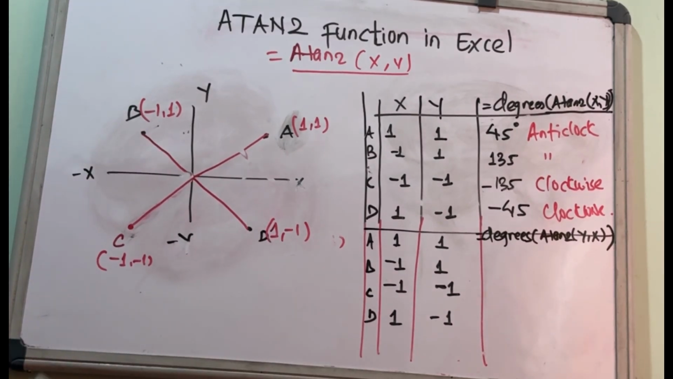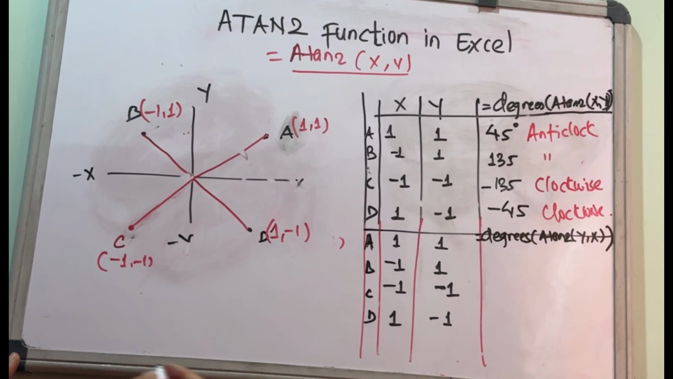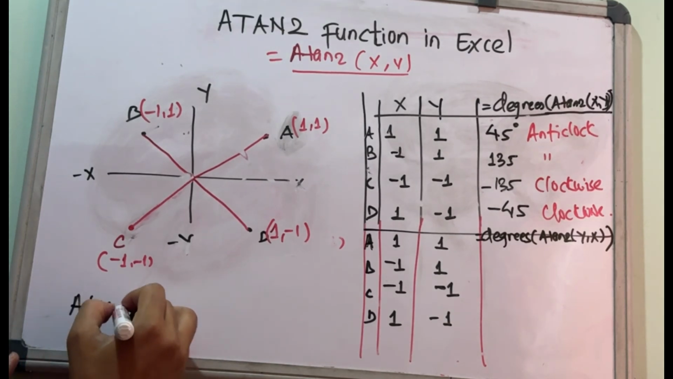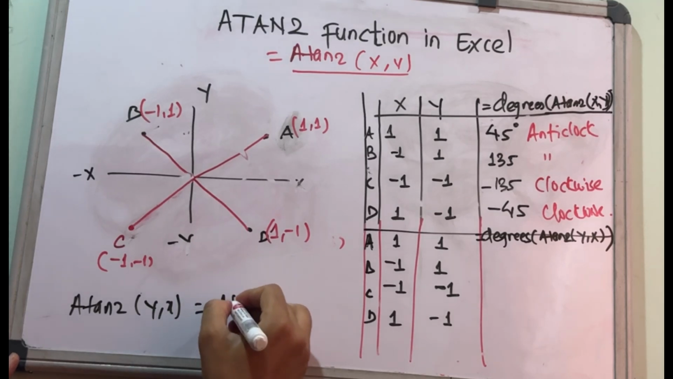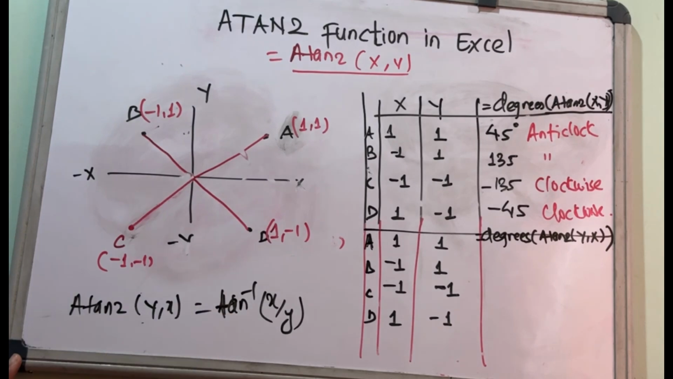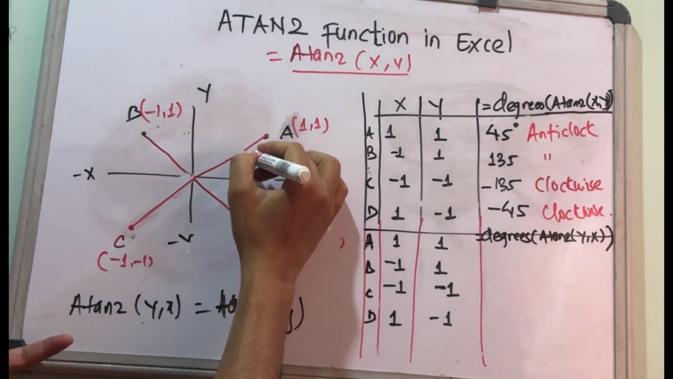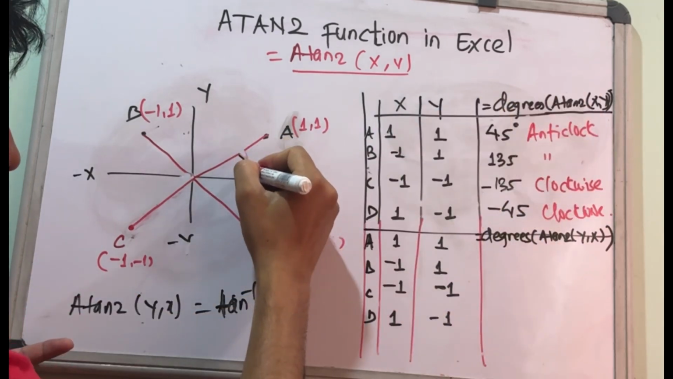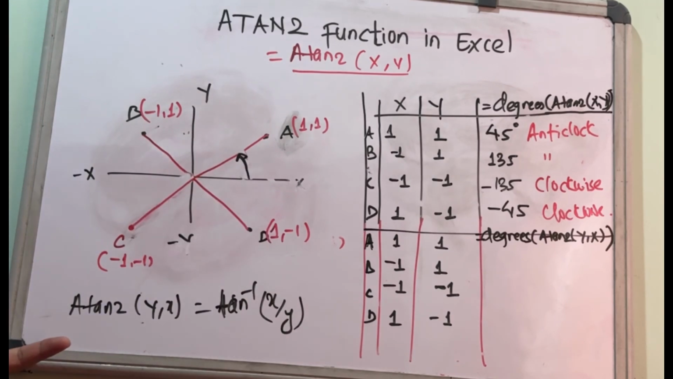So let's see here, if we reverse the order of the function ATAN2 y, x, what will happen? So let us see. What does ATAN2 y, x mean? It is tan inverse of x, y. So it is representing tan inverse x by y. Okay. So if you are using x, y, the angle is measured from the positive x-axis to this one, right?